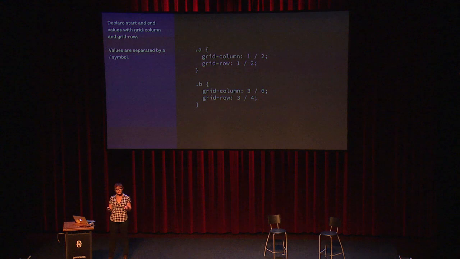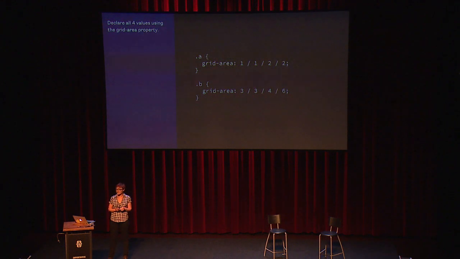You can actually go a step further. We can compress them down to 1 line using the grid area property. And the order of those lines is grid row start, grid column start, grid row end, grid column end. It's essentially the opposite direction to margins and padding. I know not why.